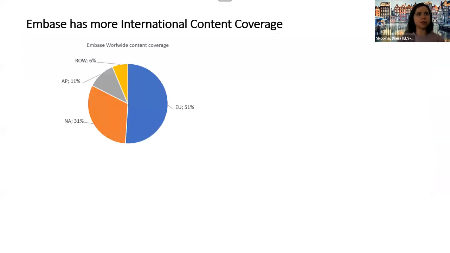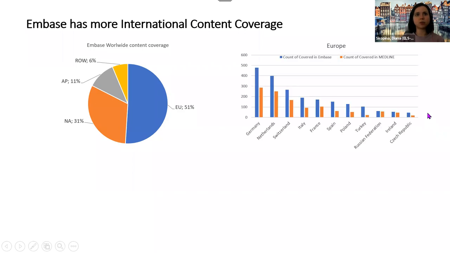So in Embase, you have more international coverage, okay? And with this international coverage, let's check it right here. You see the graph, and you see that, yes, the most part of the content is in Europe, but there is also content from North America, from Asia Pacific, and from the rest of the world. And when we see more precisely, let's go into Europe.